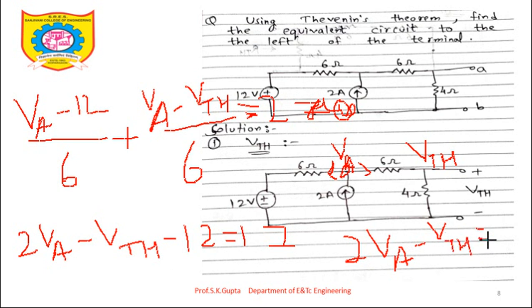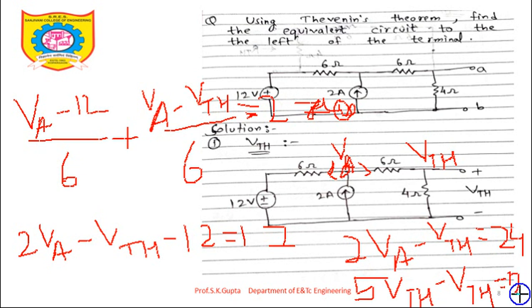Use the value of VA. VA is 2.5 VTH. So 2 into 2.5, 5 VTH minus VTH equal to 24. So that becomes 4 VTH equal to 24. So VTH equal to 24 upon 4, which is 6 volt. So the VTH value for the circuit is 6 volt. This way I got the value of VTH. So 2 times I have applied the nodal equation: one nodal equation over this node and another nodal equation over this node.